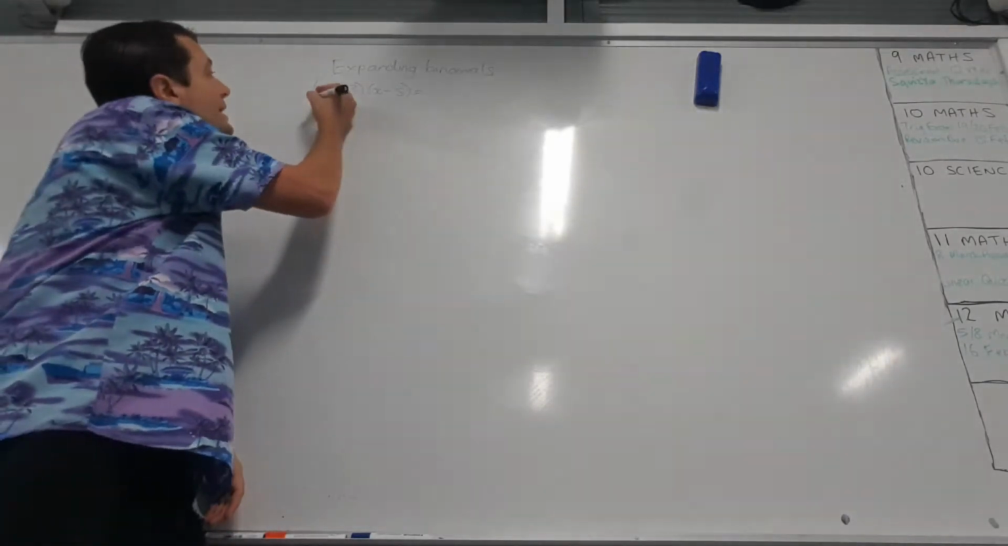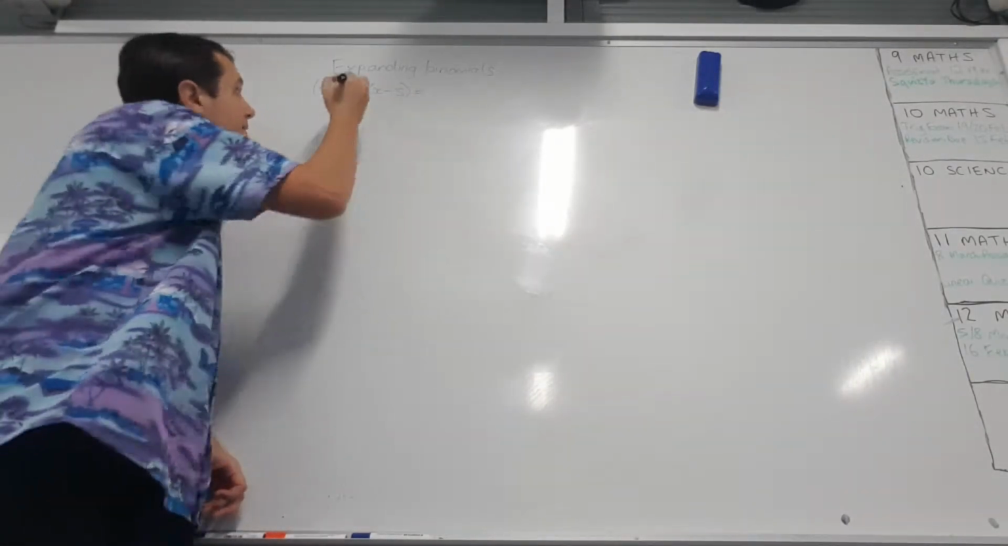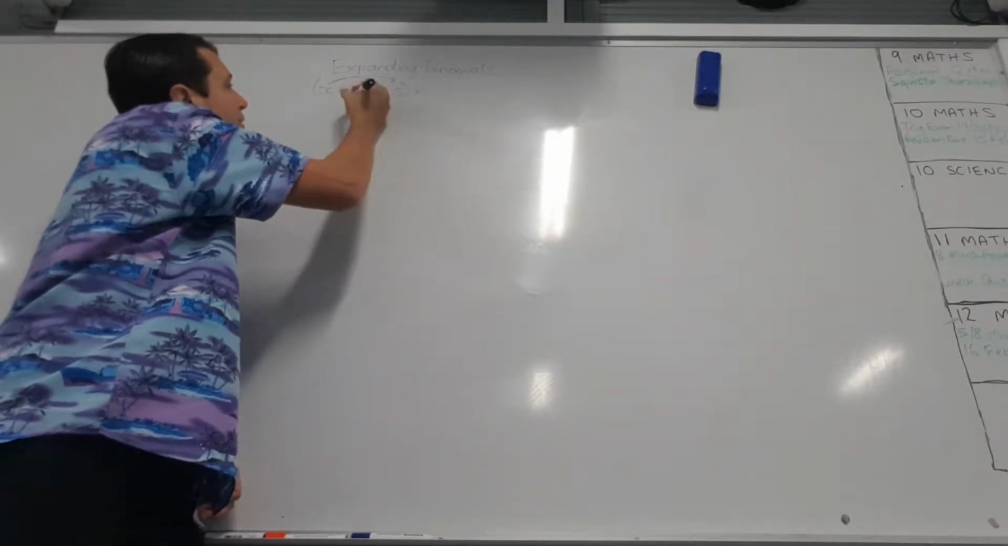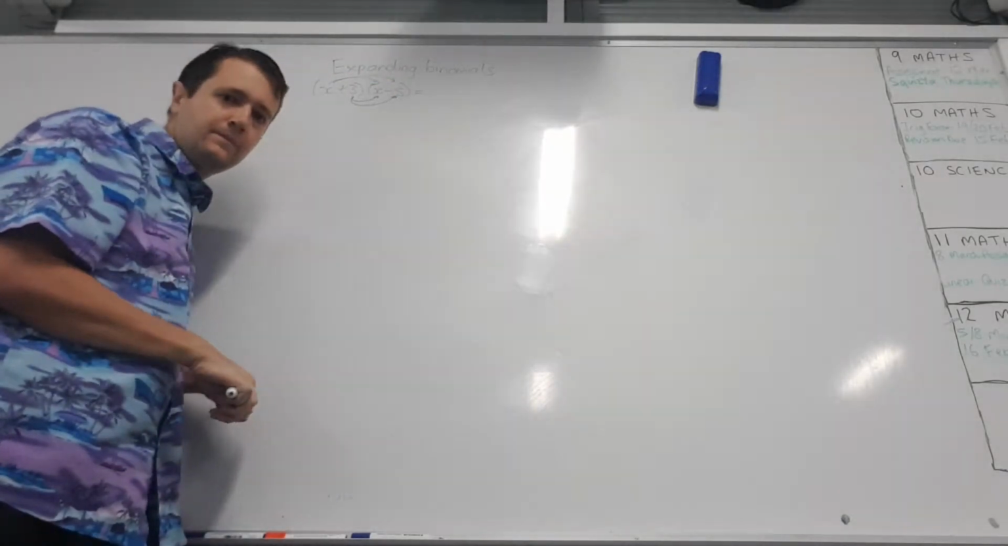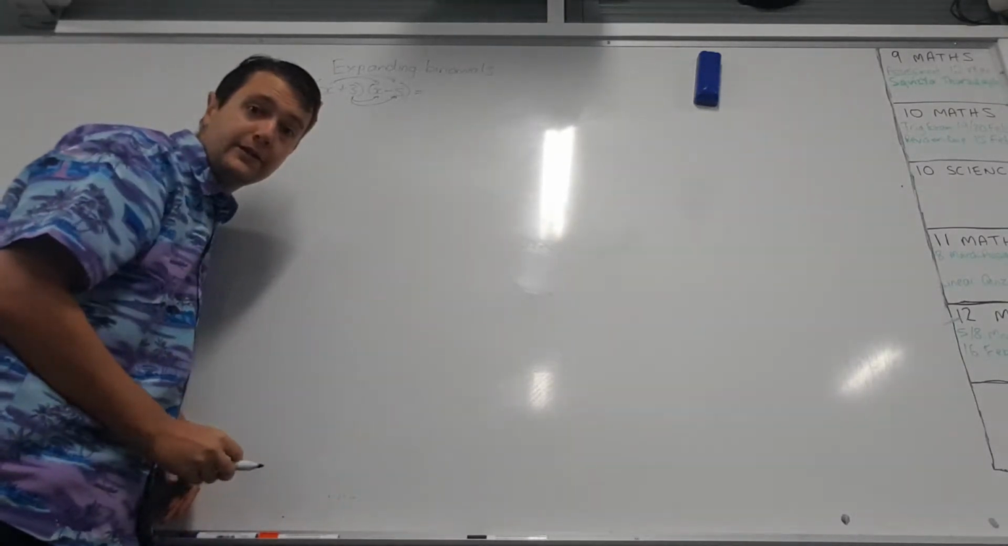So, essentially, everything in the first brackets has to be multiplied by everything in the second. So, I draw a claw to make sure that I do that: I multiply everything in the first brackets by everything in the second. And from there, hopefully you can't go wrong.